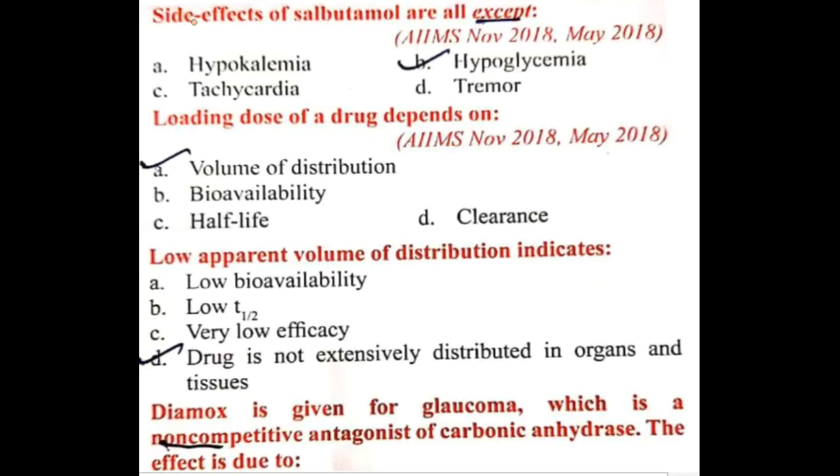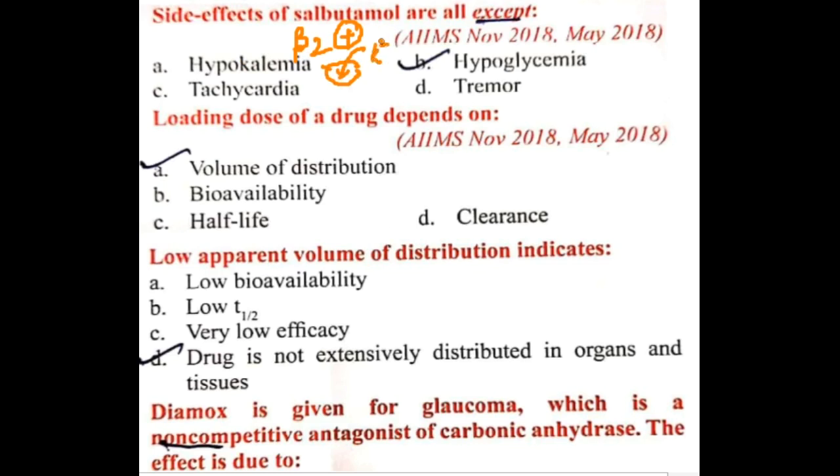Let us now learn some important previous year questions. Side effects of salbutamol are all except. Salbutamol is actually a beta 2 agonist. Okay, salbutamol will cause stimulation of potassium entry into the skeletal muscles.